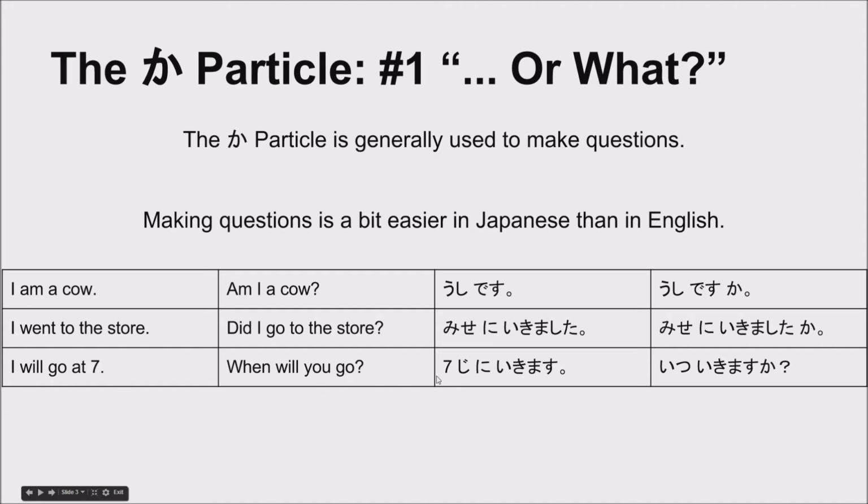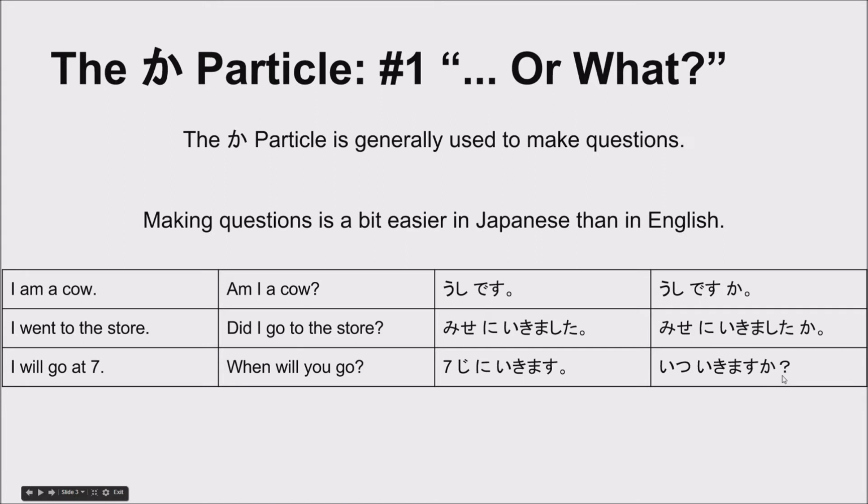I will go at 7 turns into shichiji ni ikimasu. I will go at 7. You will go at 7. Somebody is going to go at 7. Itsu ikimasu ka? None of this wills and crazy stuff going on. Just itsu ikimasu ka? And this question mark shouldn't really be there, my bad.